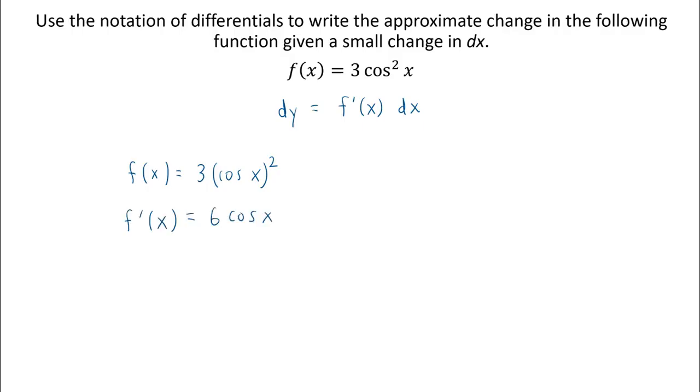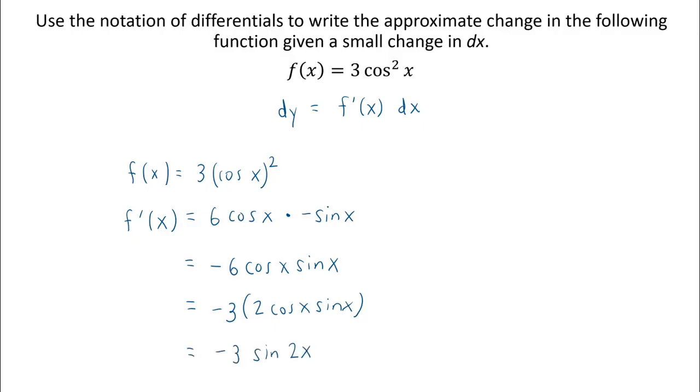The derivative of the outside function is 6 cosine of x, and the derivative of the inside function is negative sine of x. And that simplifies into negative 6 cosine of x times sine of x. Now this is the derivative, and we could stop here. But if we want to be really sharp, we could simplify this further using a trigonometric identity. If we factor out a negative 3, we get negative 3 times the quantity 2 cos x sine x. And by our trigonometric identities, we know that 2 cos x sine x is the same thing as sine of 2x. So the derivative is negative 3 times the sine of 2x.